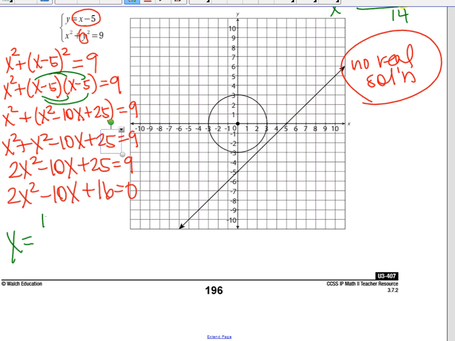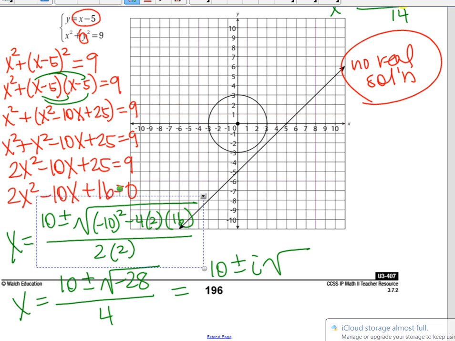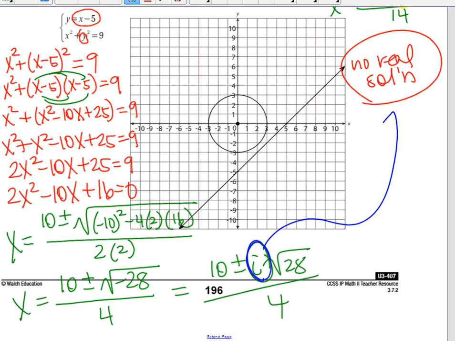So we have opposite of b plus or minus the square root of b squared minus 4 times a times c all over 2a. So we end up with 10 plus or minus the square root of negative 28 all over 4. So 10 plus or minus i radical 28 all over 4. So this i that happens right here tells me, okay, I have an imaginary answer. That's why there's no real solution.